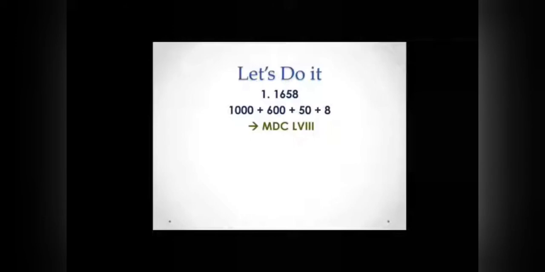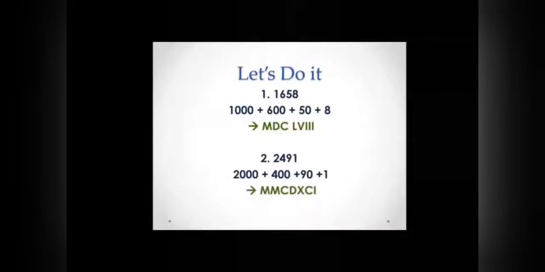I know I can write 1000 as M. So children, 1000 can be written as M. 600 can be written as D and C. I cannot repeat C 6 times. So I can write it as 500 plus 100, that is D plus C. 50 is written as L and 8 is written as V, I, I, I. So the answer is M, D, C, L, V, I, I, I.